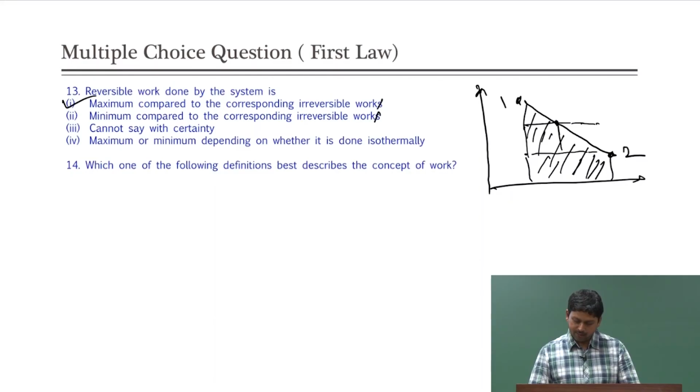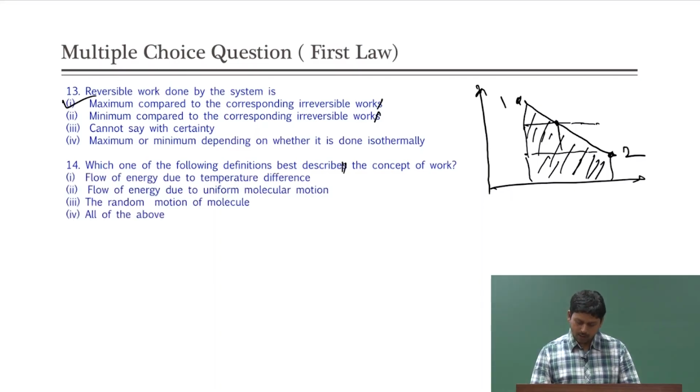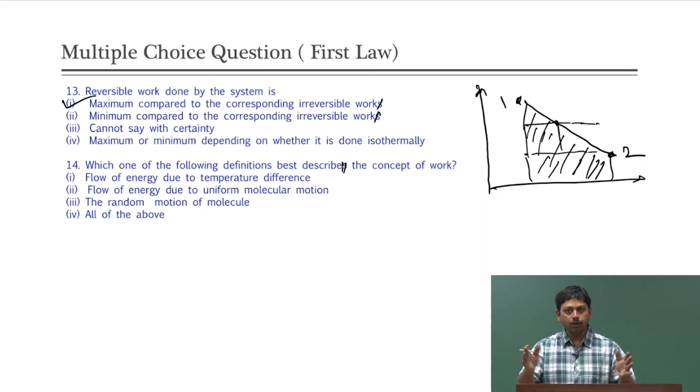Which of the following definitions best describe the concept of work? Flow of energy due to temperature difference, flow of energy due to uniform molecular motion, the random motion of molecules, and all the above. Now, what is work? Work, unlike heat, has a certain direction. For example, if it is an expansion going from a smaller volume to a larger volume, then the molecules are going to move in a particular uniform direction.